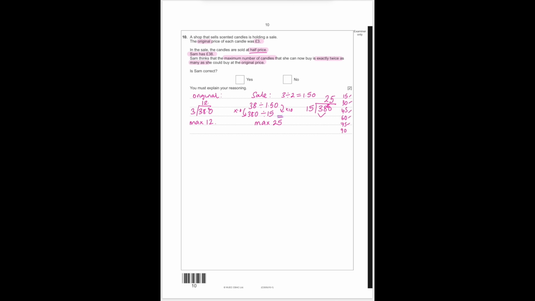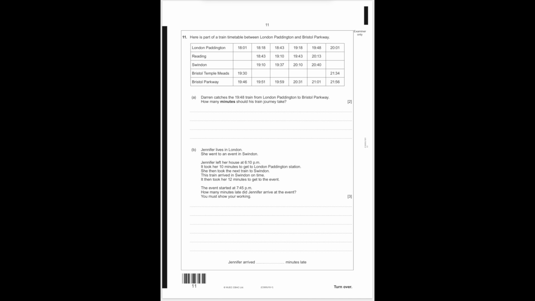Now let's go back to the question. Sam thinks that the maximum number of candles she can now buy is exactly twice as many as she could buy at the original price. Is Sam correct? Well, 12 times 2 is 24, and 25 does not equal 24. So Sam is not correct. So we've shown some working out that explains our reasoning, and we've selected no. Question 11.